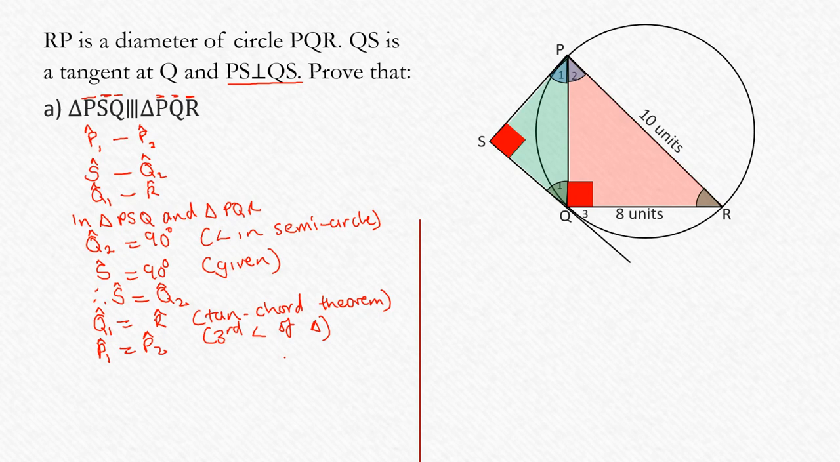We have three pairs of corresponding angles being equal. So we can conclude and say, therefore, triangle PSQ is similar to triangle PQR, where P goes with P, S goes with Q, and Q goes with R. We proved that because of angle, angle, angle. So we've done the first part of our question. Let's go to B.